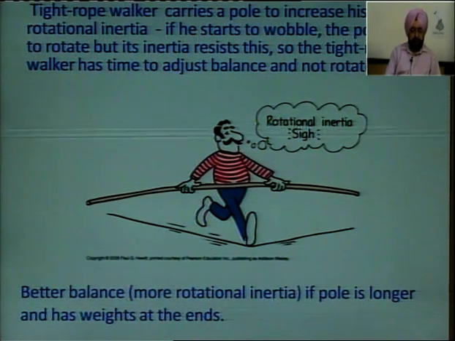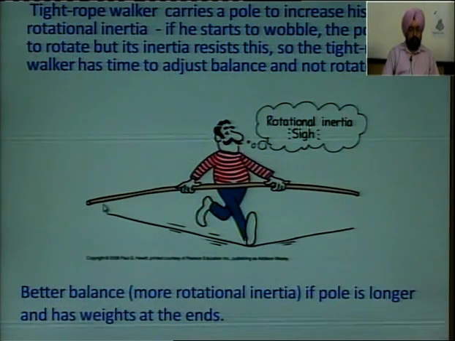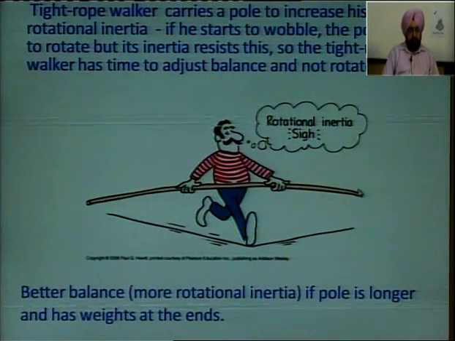Better balance means more rotational inertia, if the pole is longer and has weights at the ends. When will there be more rotational inertia? If we make this pole longer and hang weights around it.